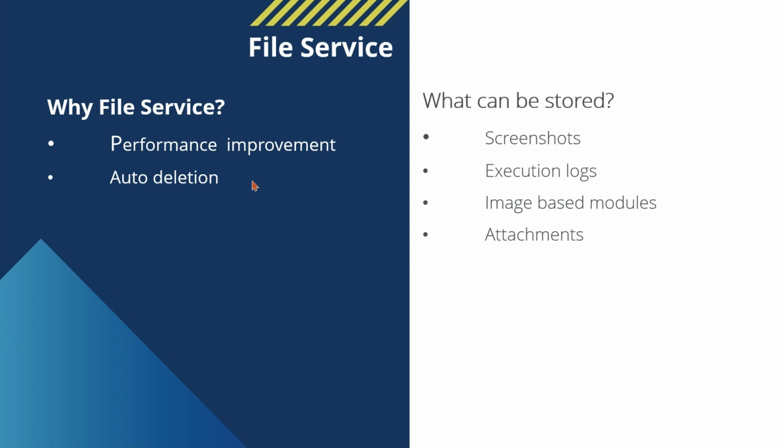Right. What are all the artifacts that we can store in file service? The core artifacts like modules, test cases, execution lists, all those artifacts will still be stored in your Tosca Commander, Tosca repository itself. But the additional artifacts like screenshots, execution logs, any image based module that you are capturing, or if you are manually adding any attachment to any artifact, it can be to the execution list, you can add some attachment to your requirement, or as part of exploratory testing, you can add some attachments. All those additionally added attachments will get stored in the file service.